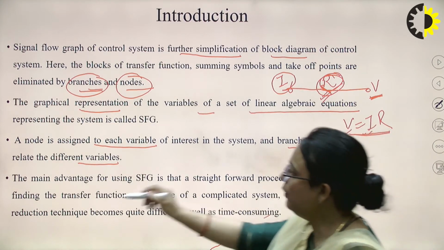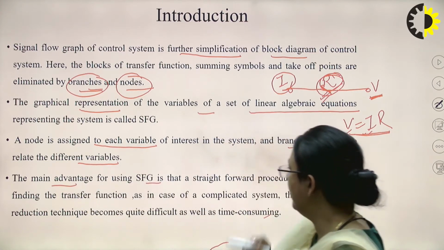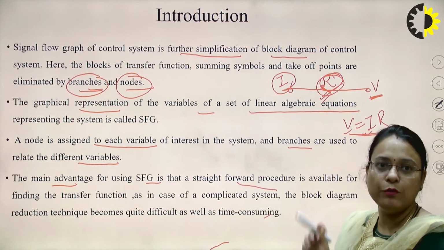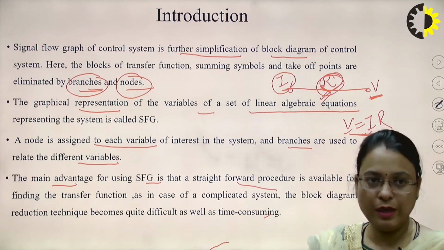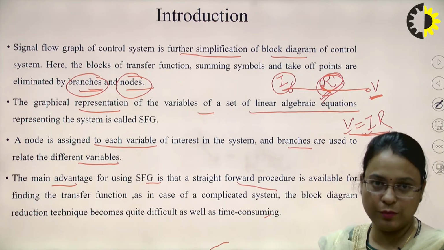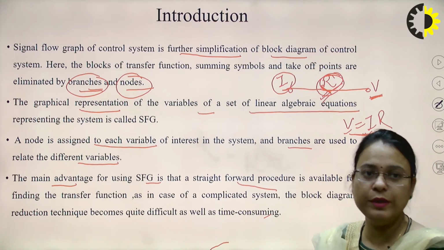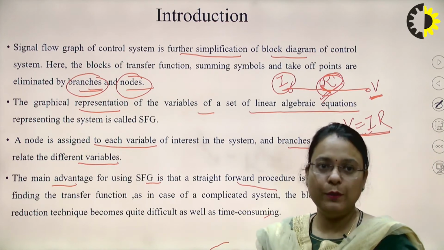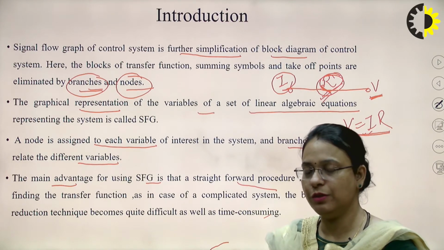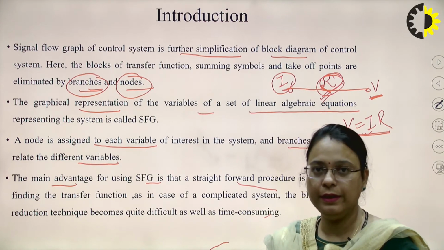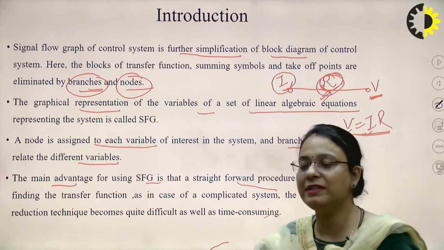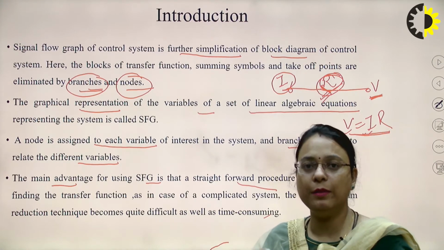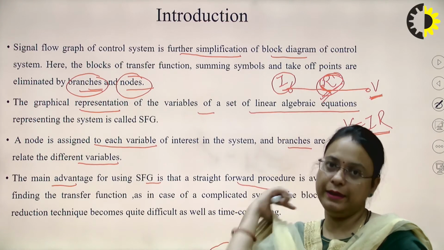The main advantage of SFG is that it is a straightforward procedure for finding the transfer function of any complicated network. While in case of the block diagram reduction technique, it is quite difficult as well as time consuming. Why? Because in every step we have to make the block diagram again and again.